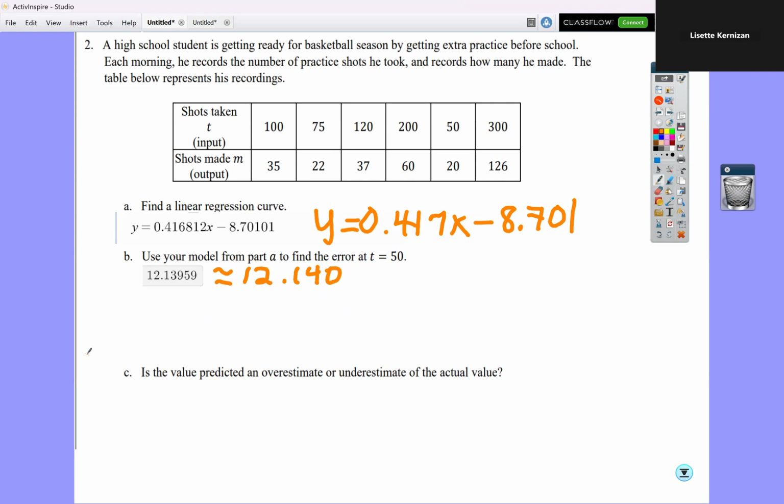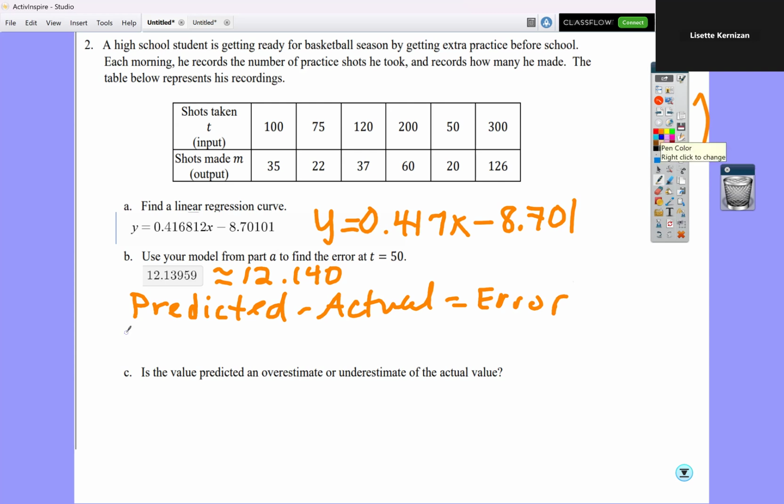And then when I'm plugging and chugging, it says use your model from part A to find the error. This is the error. I'm sorry, this is what we plugged in for 50. So I'm going to do the predicted minus the actual, and that will give me the error. So the predicted amount is the amount that we got in the calculator minus the actual value at 50, which is 20.